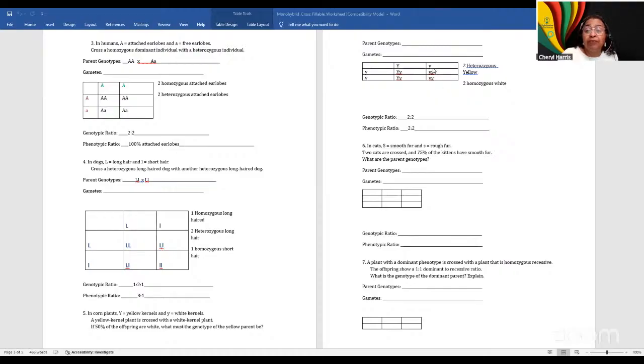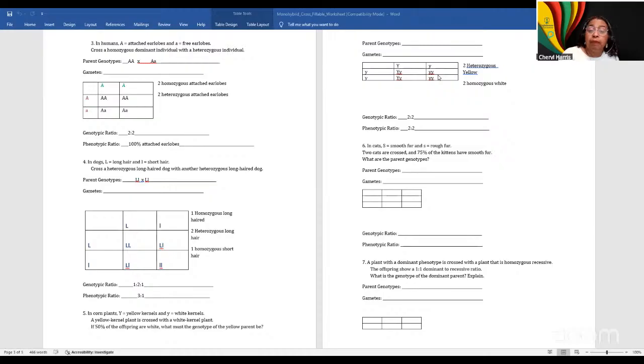In order to get 50% yellow, 50% white, the yellow parent had to have an allele for white. Okay, so they had to be capital Y, lowercase y. And then we already knew that this one was going to be 2 small y's, because that's the only way we could get 50% white kernels.